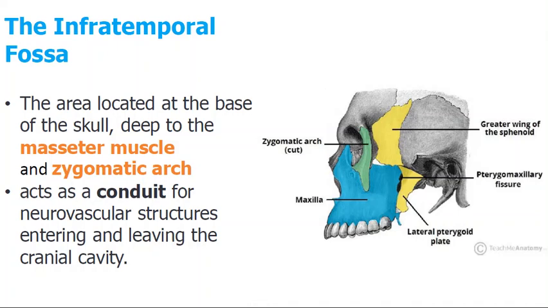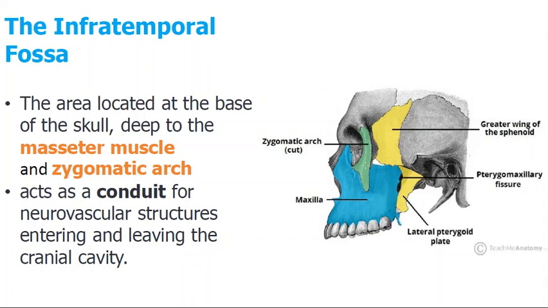The infratemporal fossa. Our lecture is concerned with the anatomy of the infratemporal fossa and its related important structures. This fossa is very important. It lies deep in the skull, actually at the base of the skull, and it is deep to the masseter muscle here and the zygomatic arch right here.